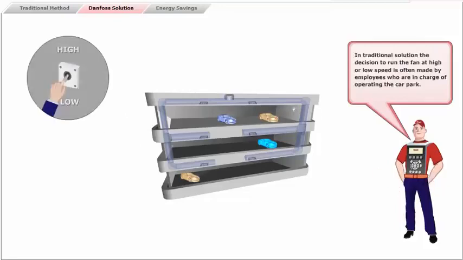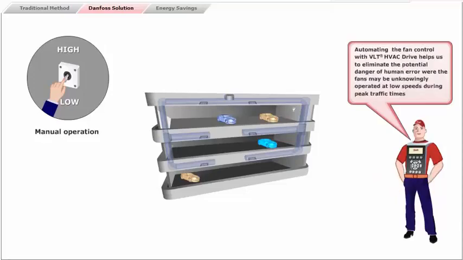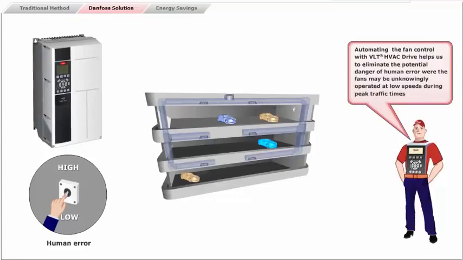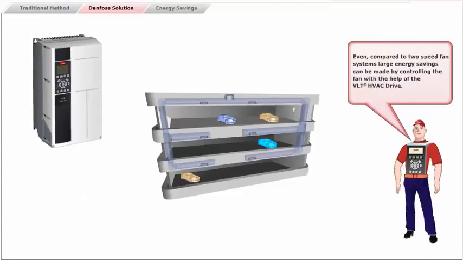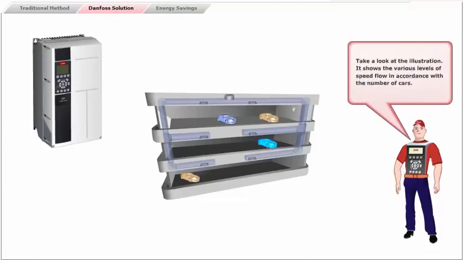In the traditional solution, the decision to run the fan at high or low speed is often made by employees who are in charge of operating the car park. Automating the fan control with a VLT HVAC drive helps us to eliminate the potential danger of human error, where the fans may be unknowingly operated at low speeds during peak traffic times, or wasting a large amount of energy if left operating unnecessarily at full speed for long periods. Even compared to two-speed fan systems, large energy savings can be made by controlling the fan with the help of the VLT HVAC drive.